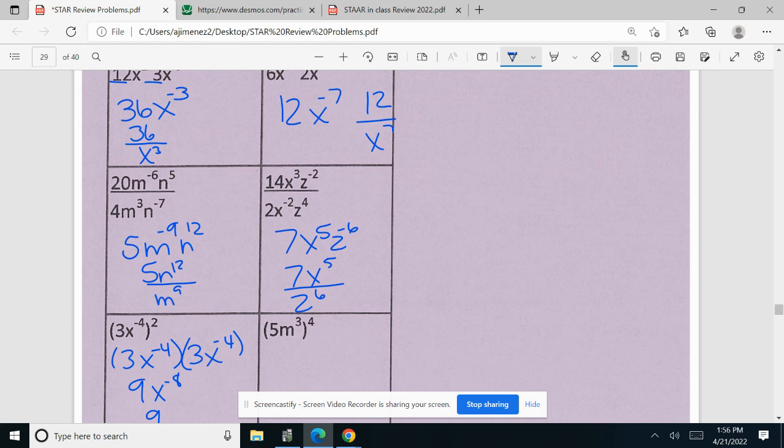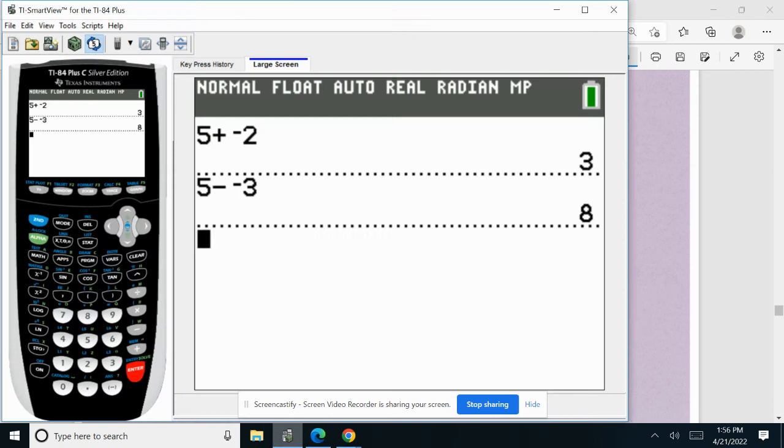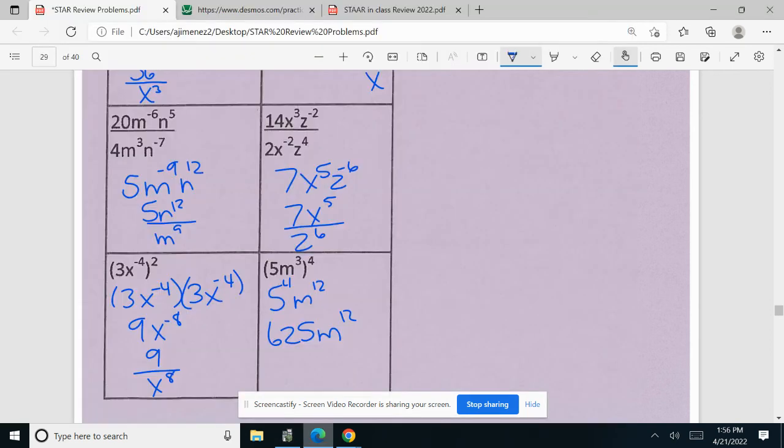Okay, for this one, if you don't want to rewrite it, you can do 5 to the 4th and then m12. And we would have to figure out what 5 to the 4th is, which is 625. We use the calculator for that and do 5, this key right here, and then to the 4th. All right, let's go to these problems.